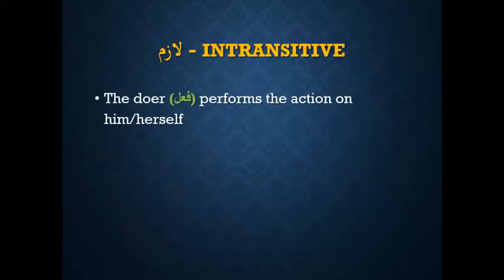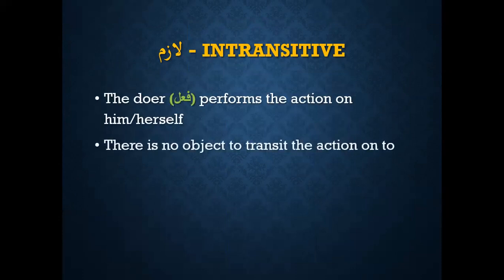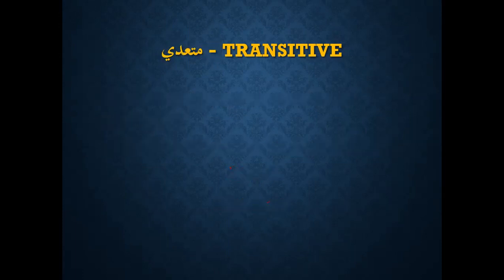So intransitive, the doer performs the action on himself or herself. There's no object to transit the action on. ذهب زيد. Zaid went. He went. خرجت خديجة. Khadija exited. She came out.